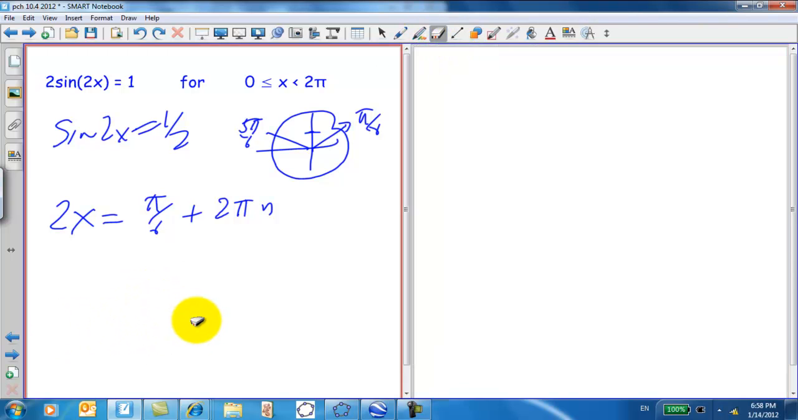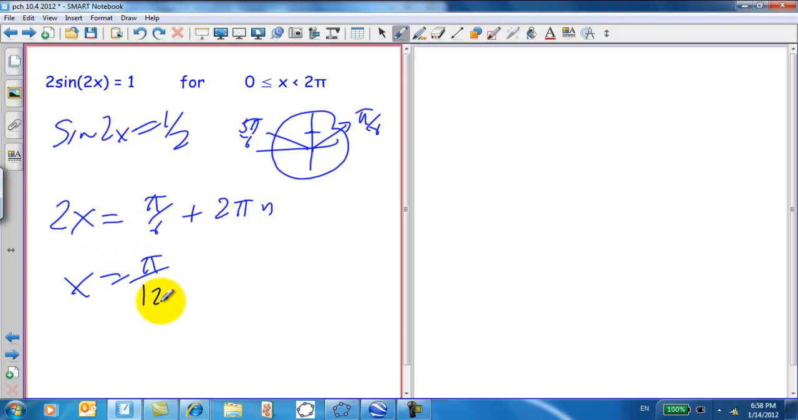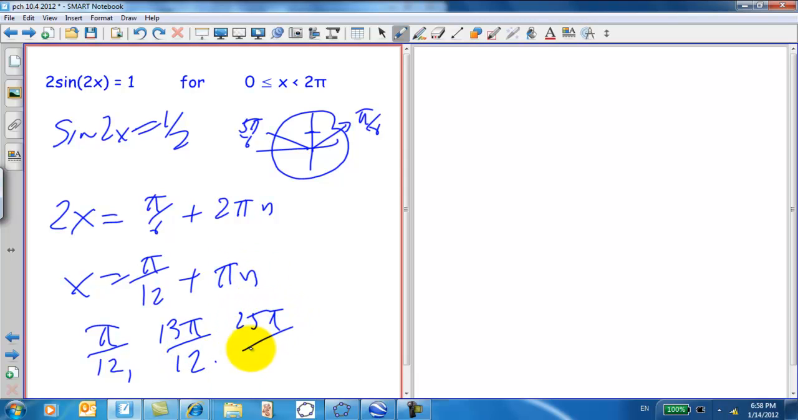For this answer, we get x equals pi over 12 plus pi n. So that's pi over 12, add another pi on, that's 13 pi over 12, add another pi on, that's 25 pi over 12, add another pi on, that's 37 pi over 12. We could have stopped there. 24 pi over 12 is plenty. These are in the 0 to 2 pi range.